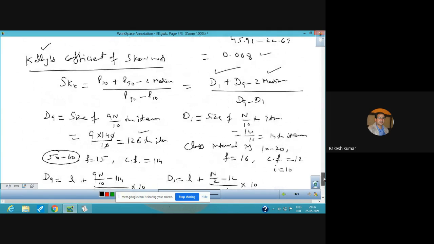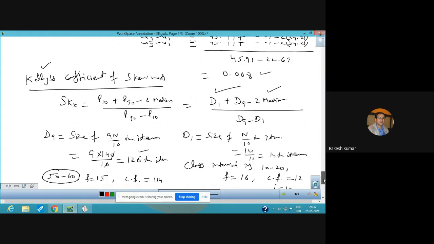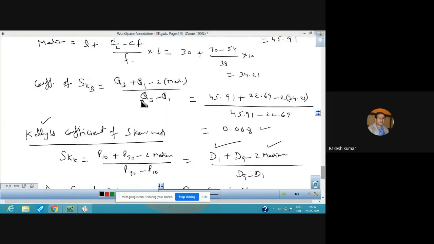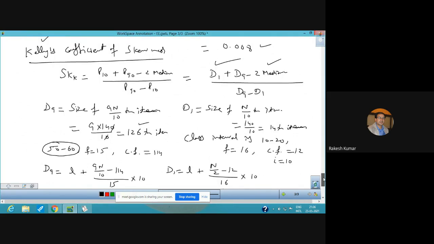So there is a difference. You just see, this is 0.008, that is near to 0.01, but what we are getting here is 0.01. So there is a simulation error because we are using the decile method here. Earlier we were using the quartiles method. So this is the coefficient of skewness by Cayley's.